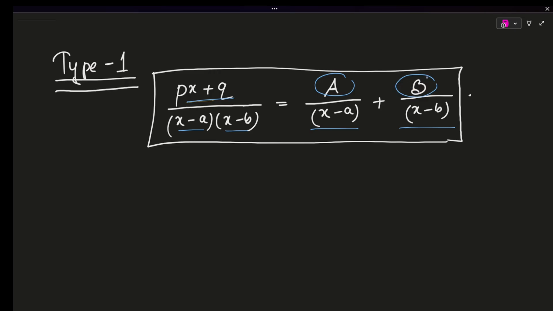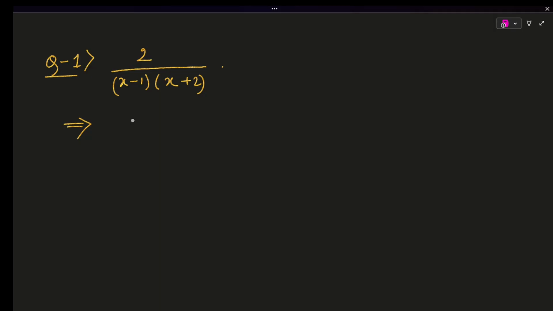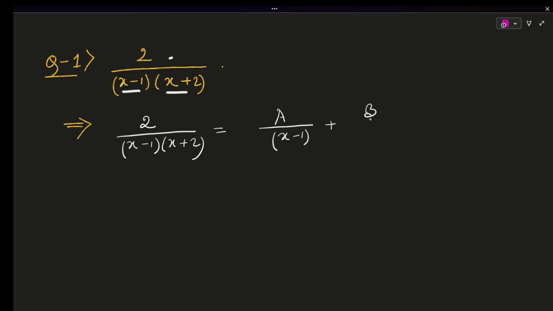So let's see the first problem. So this is our problem. Here the numerator is 2 and the denominators are x minus 1 and x plus 2. So what should be our first step? At first we will write the equation 2 divided by (x minus 1)(x plus 2) equals A divided by x minus 1 plus B divided by x plus 2.